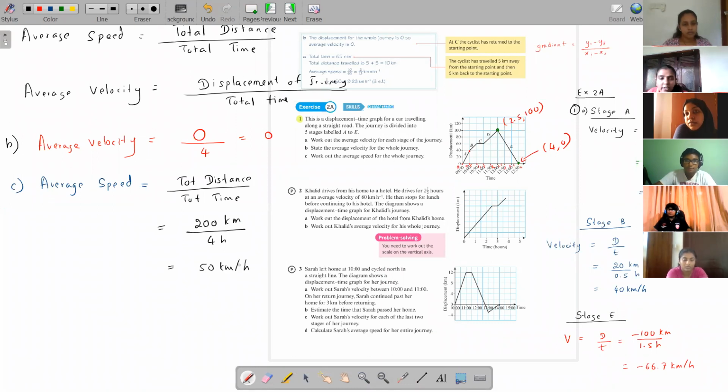Many of you had sent me the answer 50 kilometers per hour in part B for average velocity. How many of you sent me this answer for average velocity? How in the world can this come for average velocity? Velocity is displacement, not distance. There is a fine line of difference between distance and displacement, and quite a large one.